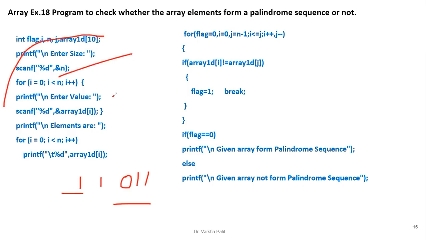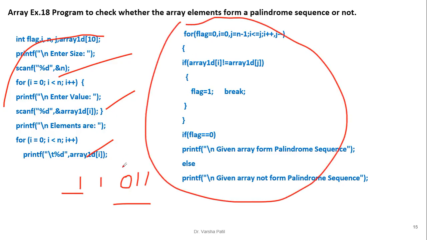You are required to accept the size, accept the array elements, and print the array elements. Now this is the logic. Here again we require to use a flag, because if the condition matches, then we want to continue, otherwise we want to break from the loop.